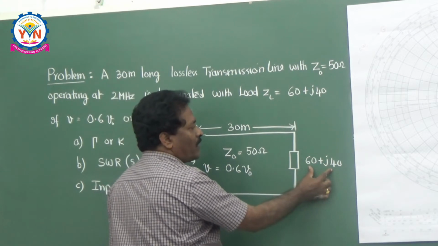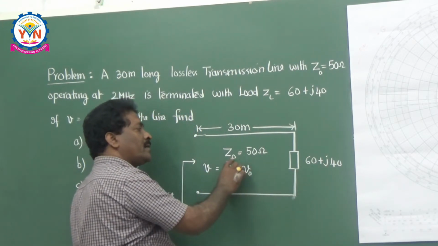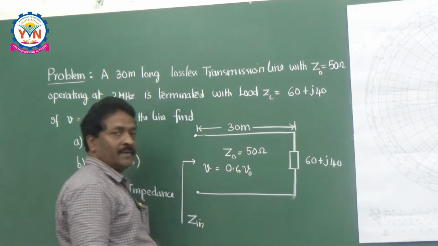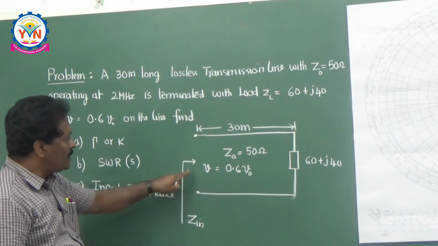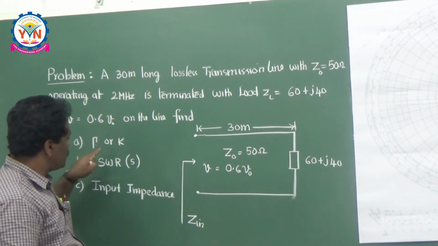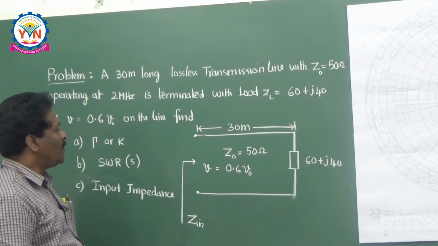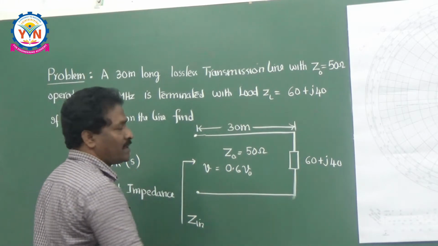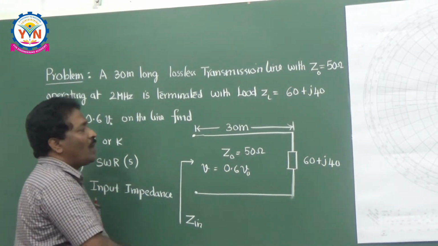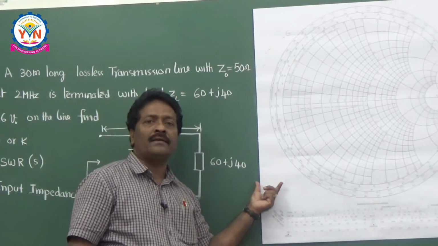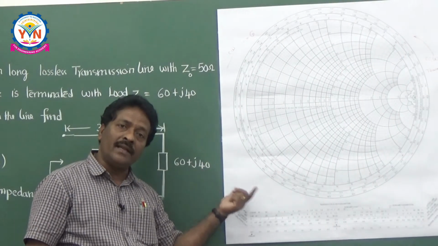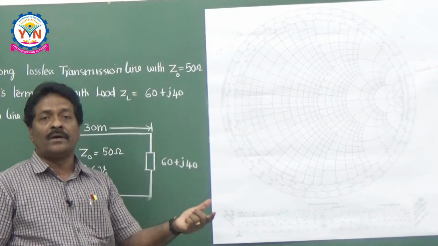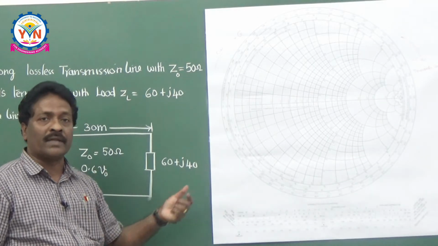The load is 60 plus j40, the characteristic impedance Z0 is equal to 50 ohms, and the length of the transmission line is 30 meters. We are going to calculate these three parameters: reflection coefficient, standing wave ratio, and input impedance. You know very well how to calculate all these parameters using the equations. So the very first one is the reflection coefficient. I would like to calculate all these parameters using the mathematical equations as well as using the Smith chart, then you can understand how to get the values using the Smith chart within no time.